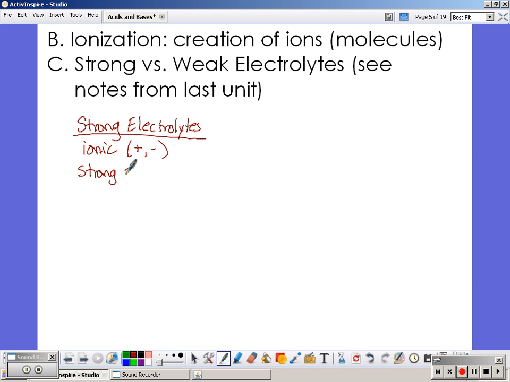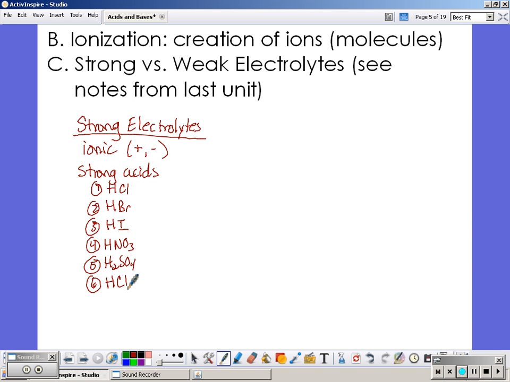Now you have to know your 6 strong acids, so there's 6 of them. HCl, HBr, HI, HNO3, H2SO4, and HClO3. The strong bases are anything that end in hydroxide or OH.